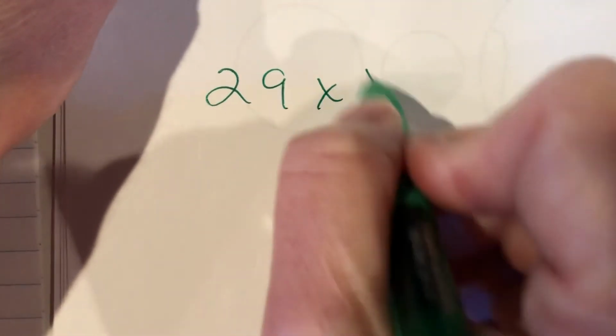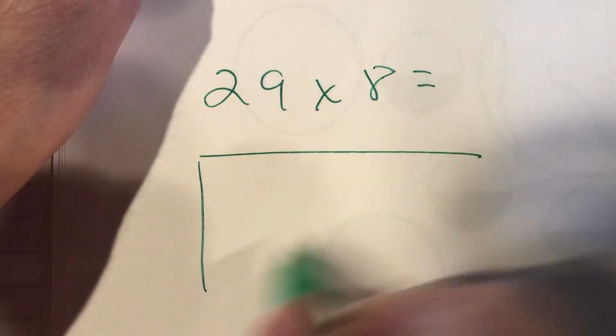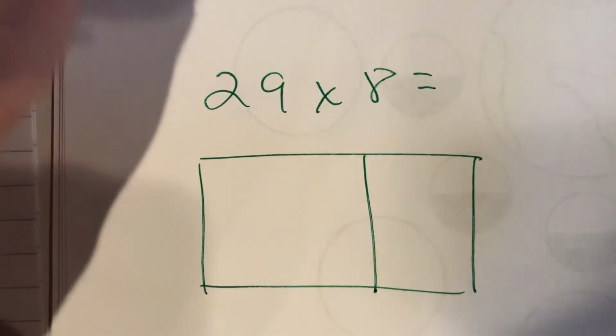So erase that one. Write down 29 times 8. Please solve that using the area model.